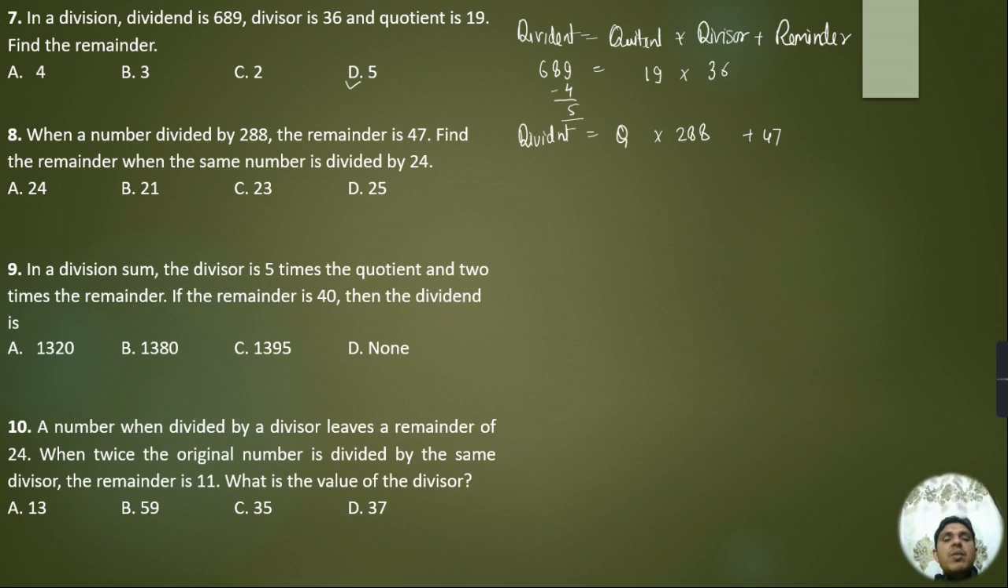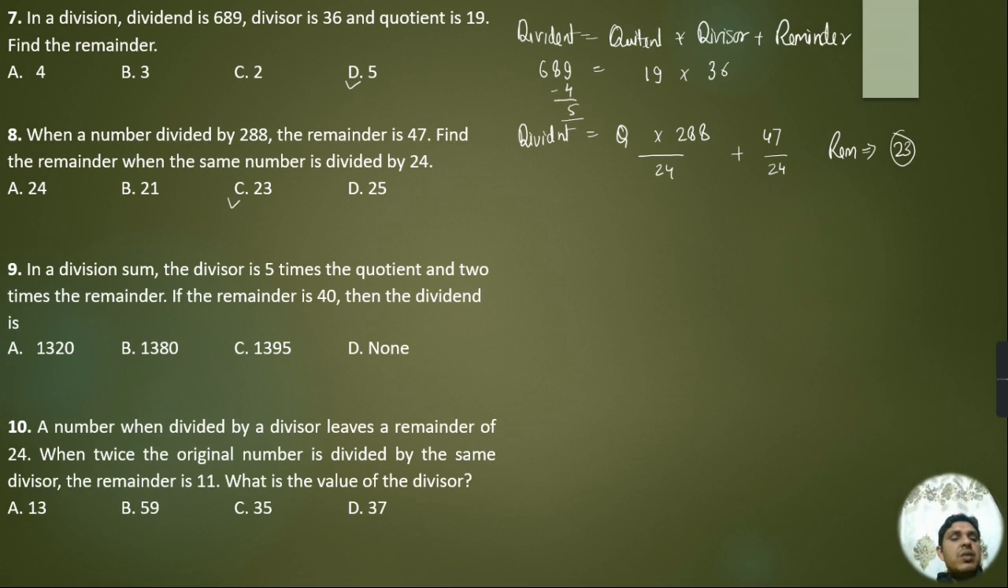Find the remainder when the same number is divided by 24. That means divide by 24 here and divide by 24 here, and this is the property of remainders. We can just add the remainders. If we check the remainder in this term, the remainder will be 0. And if we check the remainder in this term, that is 47 divided by 24, here the remainder will be 23, right? Hence 23 will be the answer.